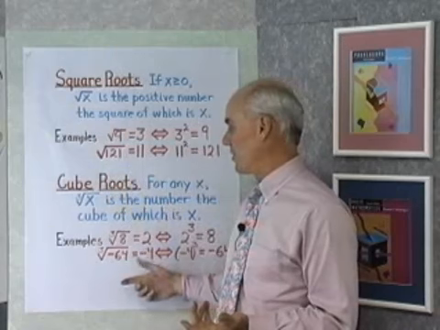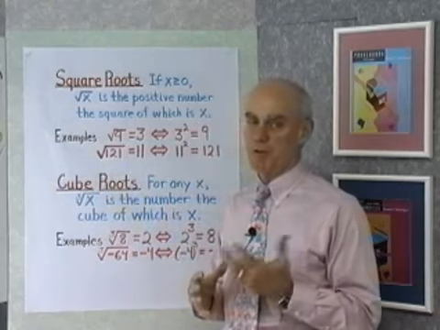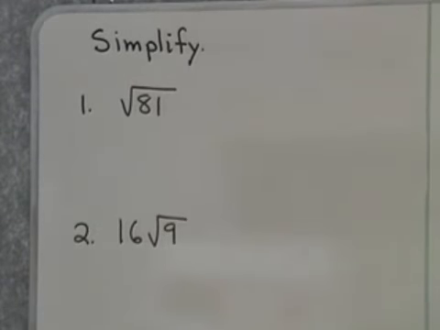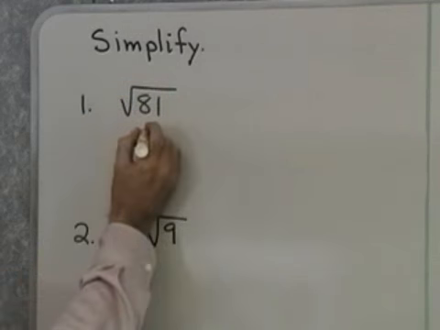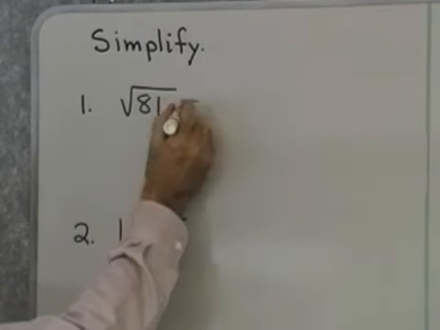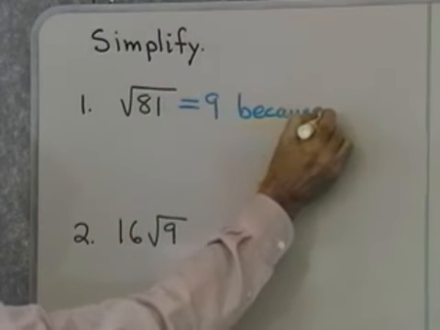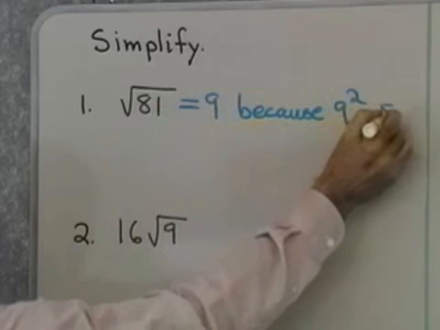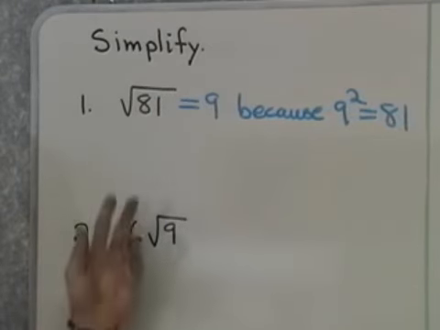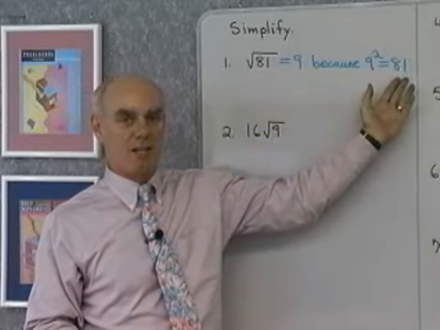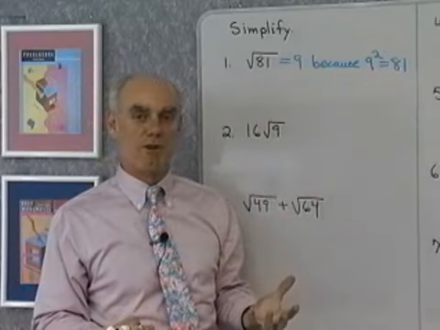Now we have cube roots over here, which are numbers that we cube to get what's inside there. But first, let's go to the board and look at some square root problems. It says simplify, and the first one I have is the square root of 81. Well, that's the number that I square to get 81. That's what this stands for, the positive number I square to get 81. That's 9 because 9 squared is 81. So the square root of 81, or the positive square root of 81, is 9 because 9 to the second power gives us 81. So square roots really are the reverse of exponents.